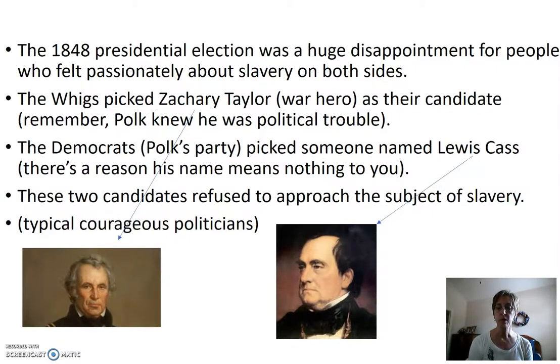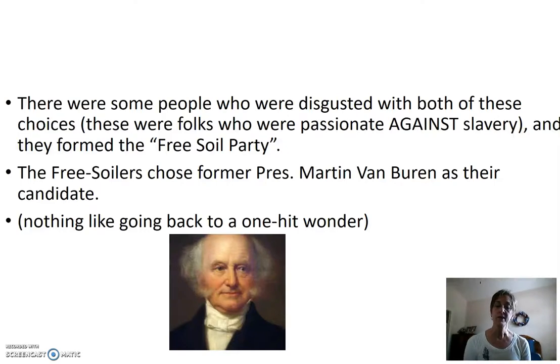People in the country, it's 1848. We're 12 years out from the Civil War, so you can imagine feelings are running high about this thing. And people are like, oh, help, you're our leaders. We're expecting you to do something or say something of value about this thing. Okay, so there were some people who were disgusted with both of these choices, and these were folks mostly who were passionate against slavery, and they formed something called the Free Soil Party. You are going to have to know about the Free Soil Party, so please plug this into your computer brains.